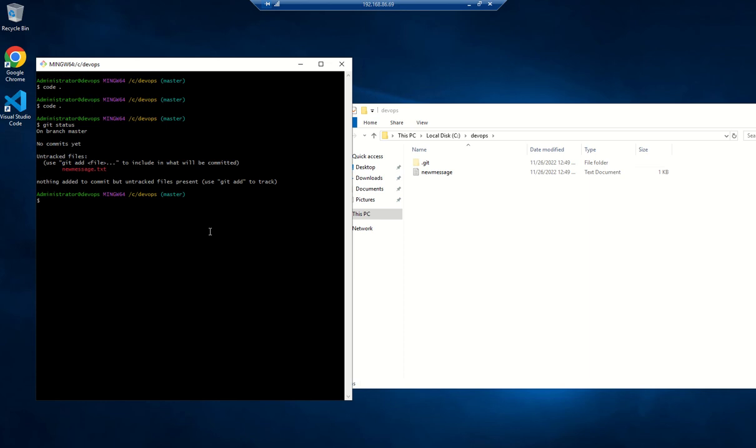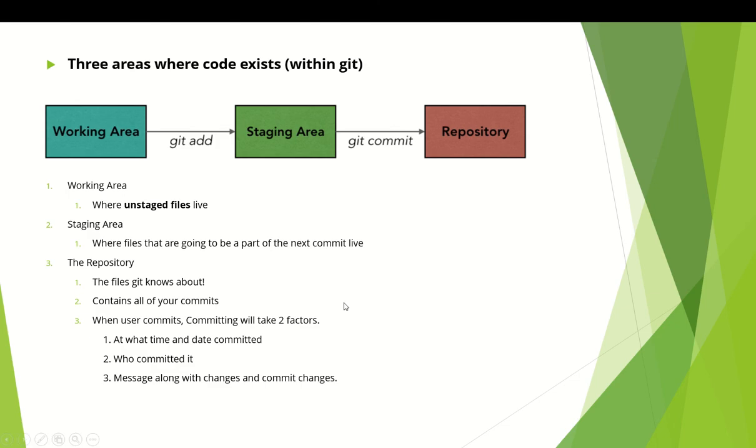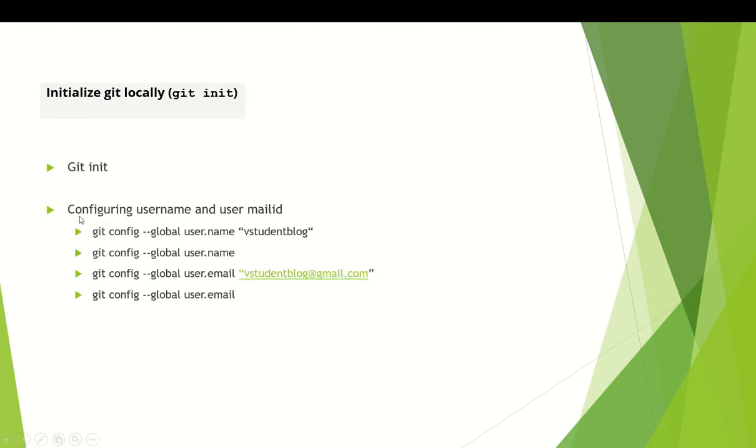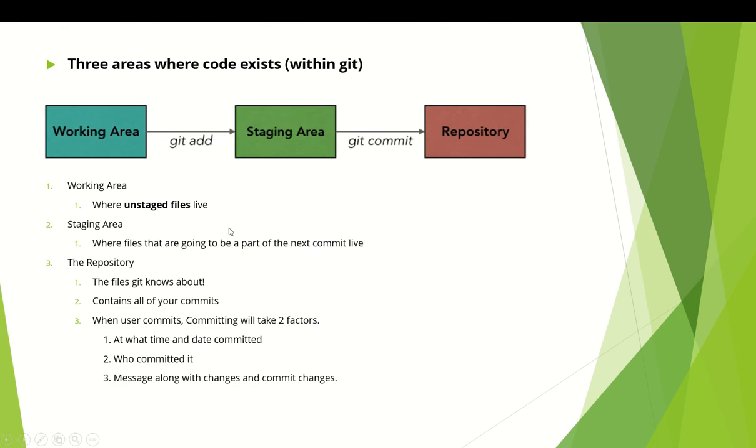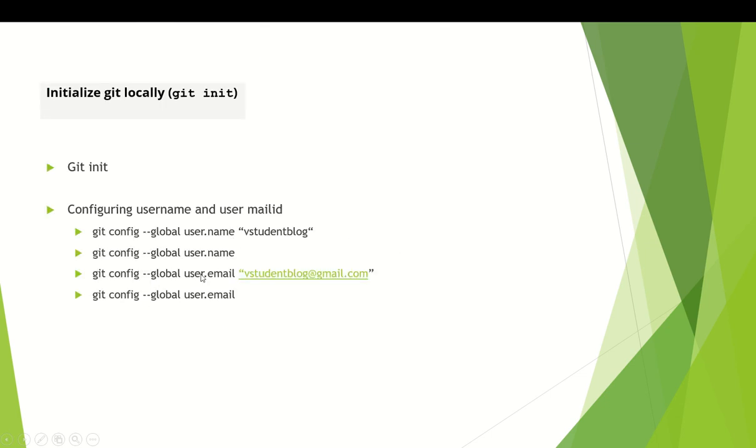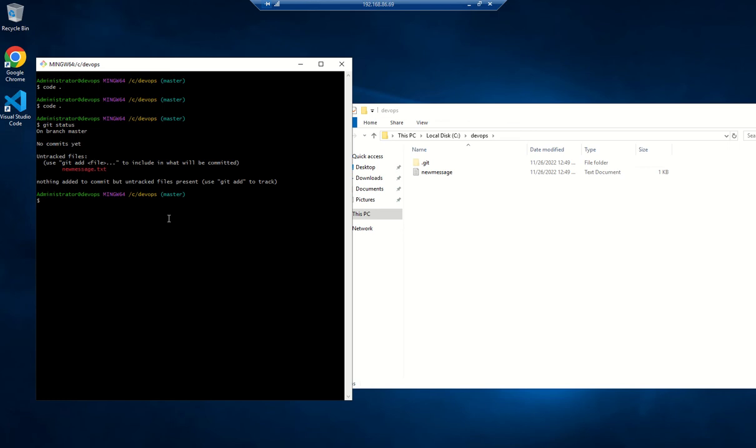So to avoid that, we need to configure username and mail ID. Let me show this one. Once you install git, this is a one-time setup: you need to run this command and configure your mail ID, then you are good. Whenever you commit, you'll be able to track the user who committed it.